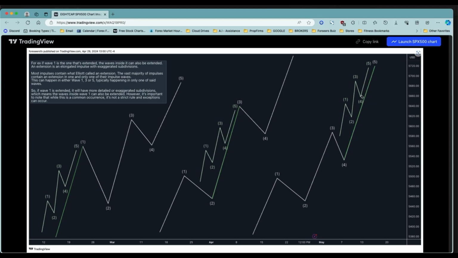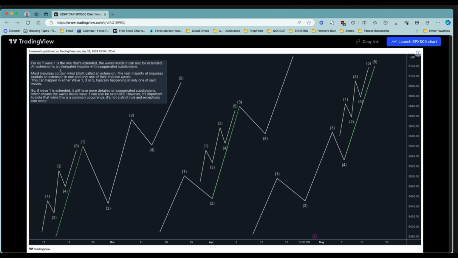And then you'll have the subwave inside it, subwave 5, this one right here. That could be extended all on its own, or all of them as well. Okay? Anything can happen. Now, let's talk about this part real quick. For example, if wave 1 is the one that's extended, the waves inside it can also be extended.